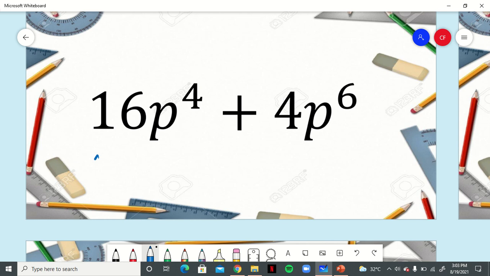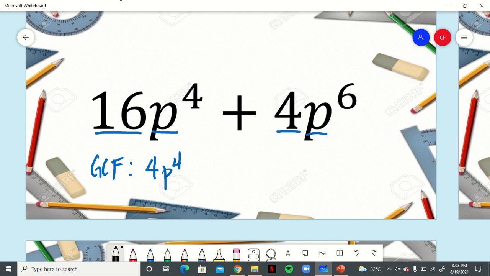Okay, sample problem number 2. So again, kunin muna natin yung GCF or greatest common factor. As you can see here, yung coefficient na meron tayo is 16 and 4. So obviously, yung GCF natin dito is 4. Now, observe natin yung variable. Yung variable dito is P, sa kabila P din. So ibig sabihin, pwede. So, identify natin, alin kaya sa dalawa? P raised to 4 or P raised to 6? So, syempre, yung sagot is P raised to 4. So, bali yung GCF natin dito, class, is 4P raised to 4.